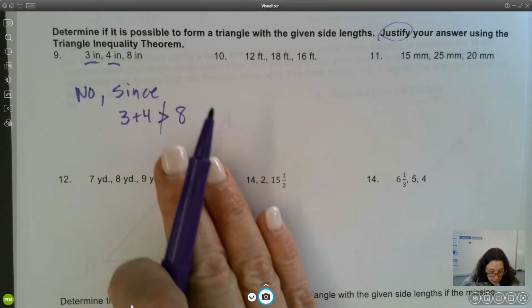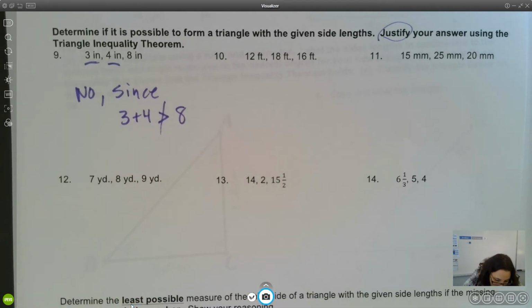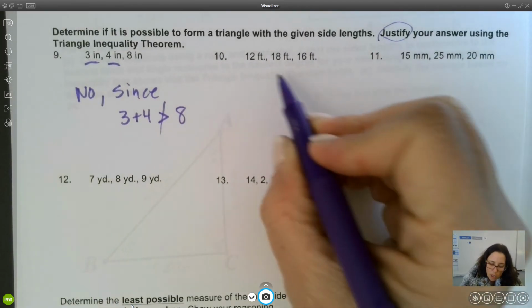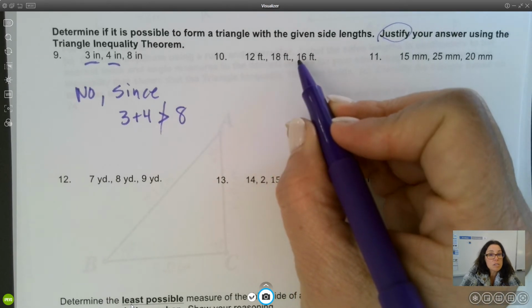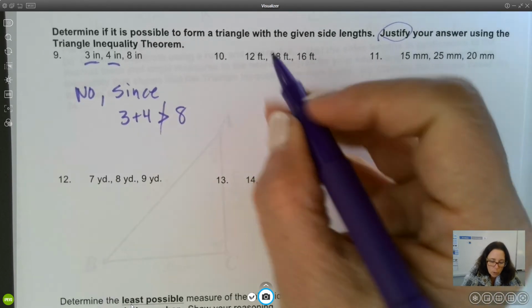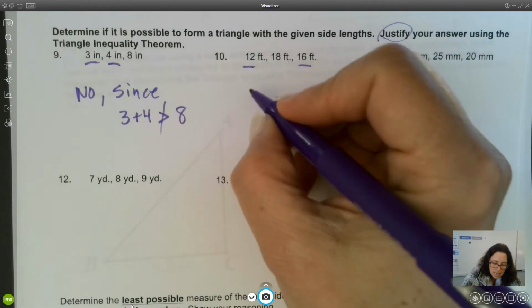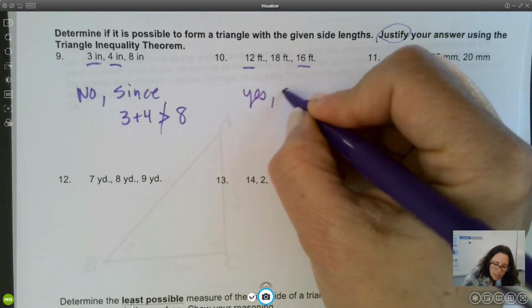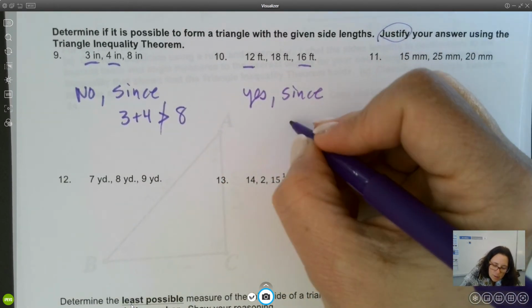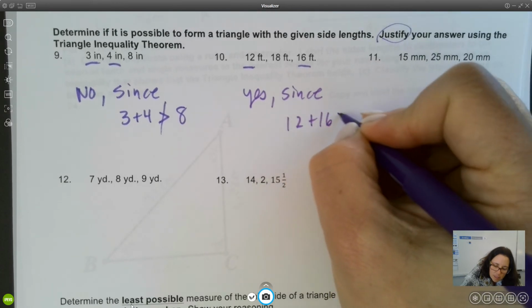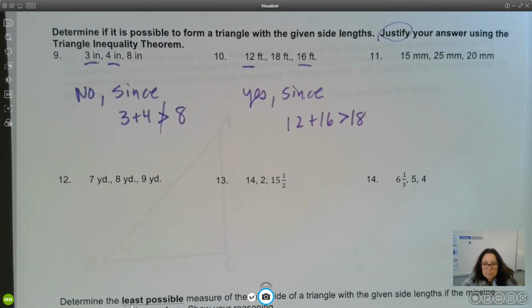If it is, you leave it. If it's not, you just draw a slash through it. Okay, the two smallest, be careful. 12, 18, 16. Ooh, they didn't give them to you in order. So we're going to add these two together. Is that bigger than 18? Yes. Since 12 plus 16 is bigger than 18.